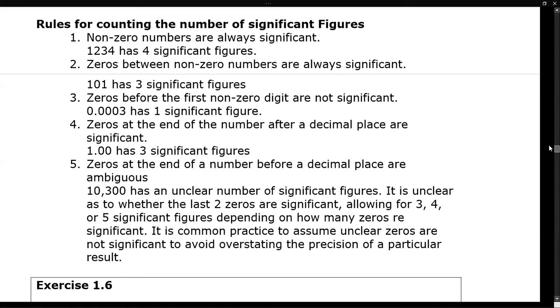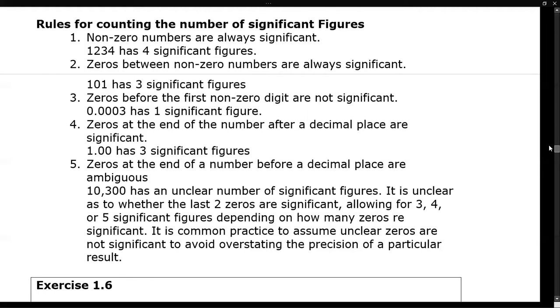Now the zeros that occur before the first non-zero digit are not considered significant. I call those leading zeros. So 0.0003 only has 1 significant figure. Those zeros are there to hold the decimal place. They're not zeros of precision.